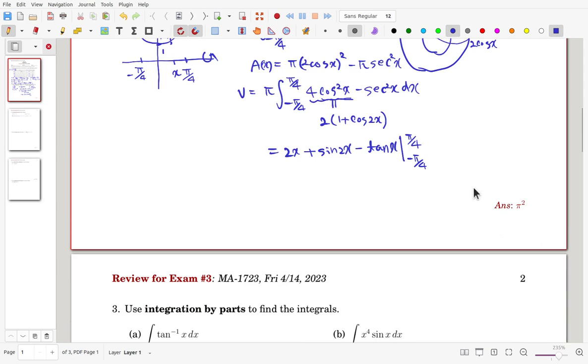Okay, here the solution will be pi squared. Or here we forgot putting pi in front, right? Okay.